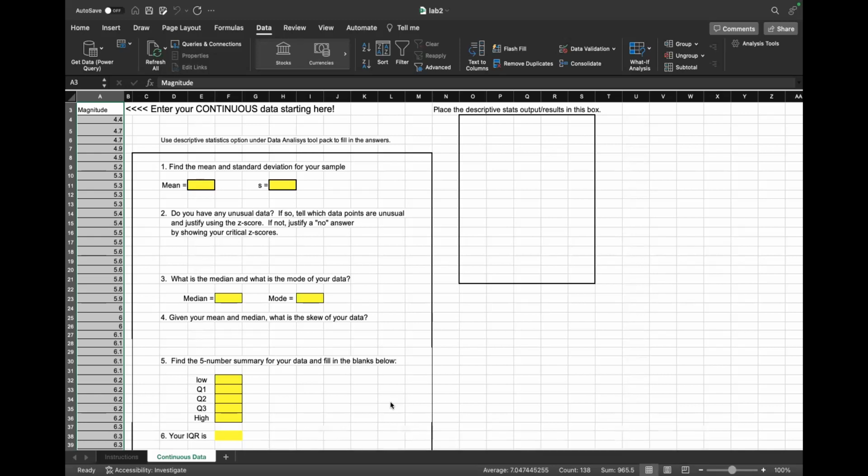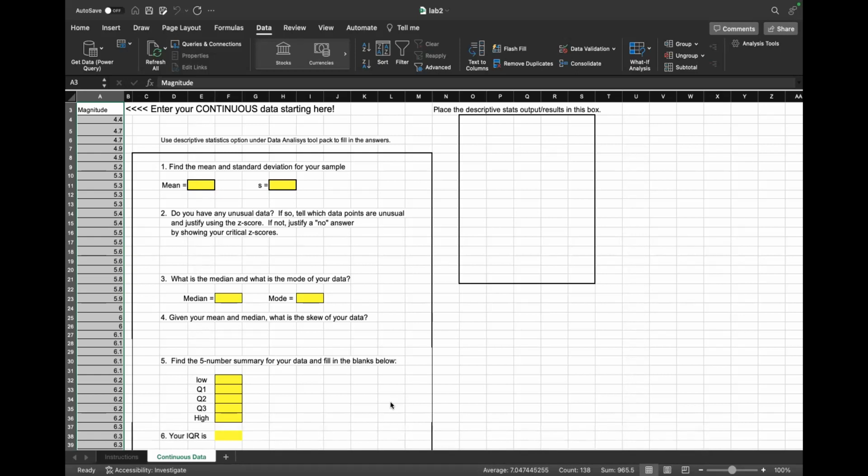So this is my Excel. I'm using my continuous data from Lab 1. Please use the continuous data from Lab 1, if your data was actually continuous, because there's no need to spend extra time. And you are going to need to collect data for Lab 3.